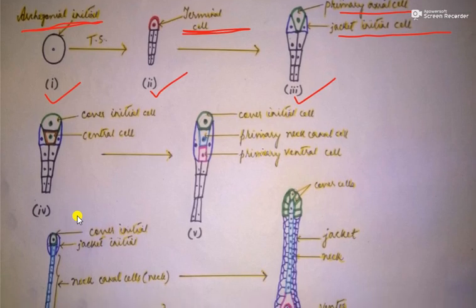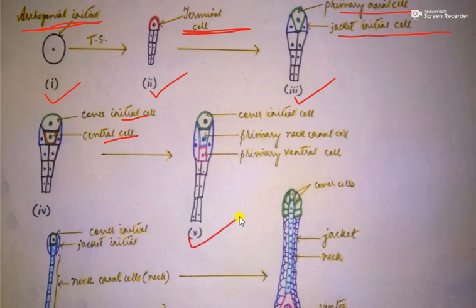Let's see step number 4. Now what happens? This green colored primary axial cell will divide and form 2 cells known as the cover initial cell and a central cell. The cover initial cell is shown here as green only. The central cell is indicated by a brown color. And the rest are the same.